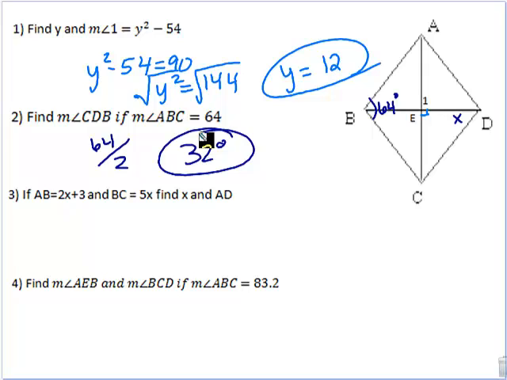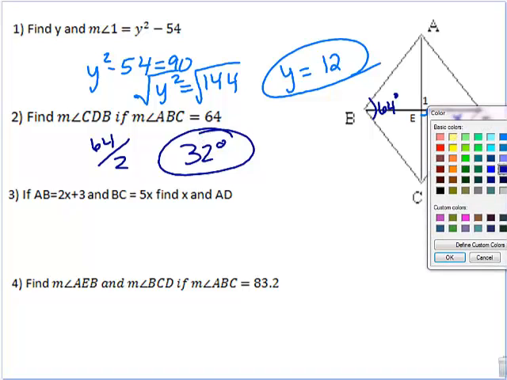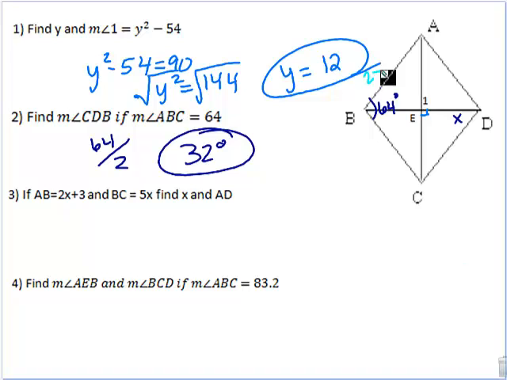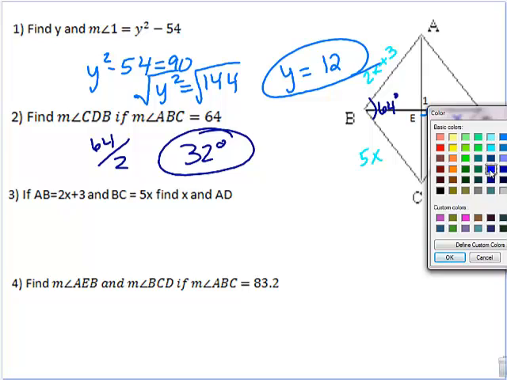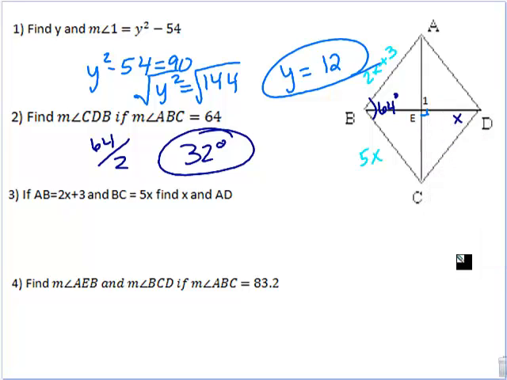Okay, if AB is 2x plus 3 and BC is 5x, find x and AD. So this is 2x plus 3, this is 5x. So what can I do with those two? Why are they equal? All sides are equal. So 2x plus 3 equals 5x. Right, so subtract the 2x, you get 3 is 3x, so x is 1.